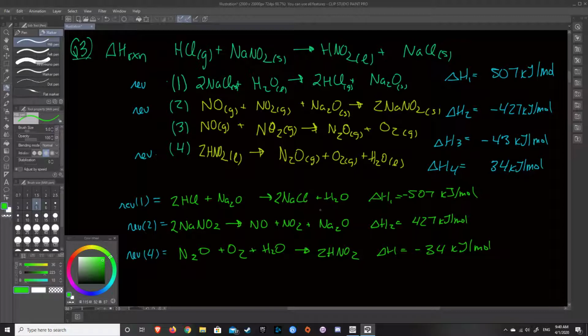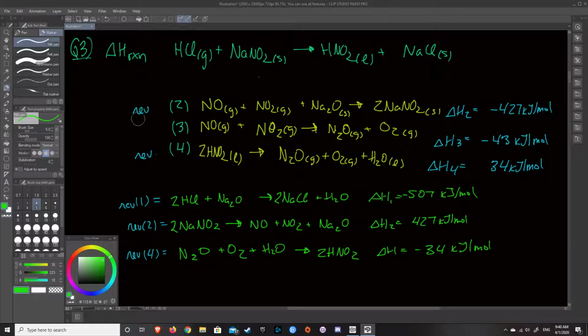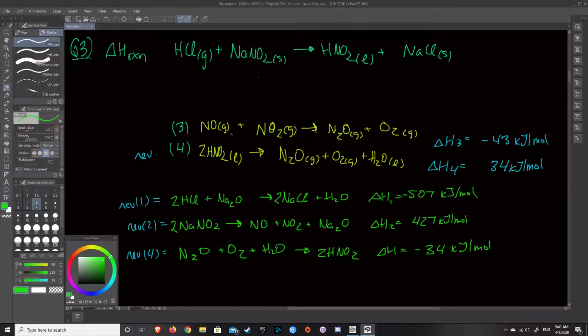So okay, now we've successfully reversed these. I'm going to erase the top 3 just because I need to make more space on this sheet. I'm just going to erase these 3 that we've reversed. We've copied down the new delta H values. We haven't doubled or multiplied or added anything in this case. We're just rearranging the equations to be what we need them to be. And number 4.